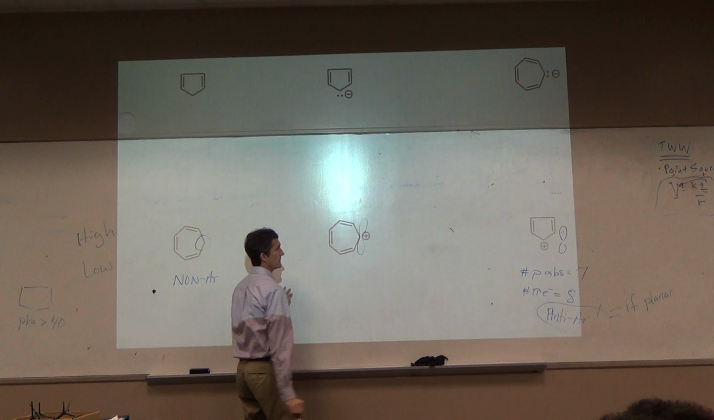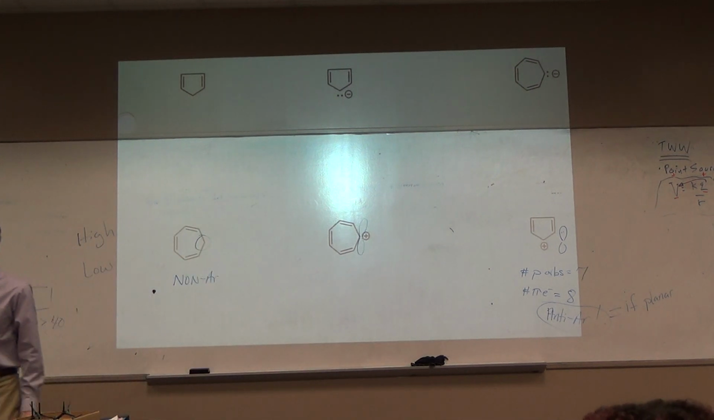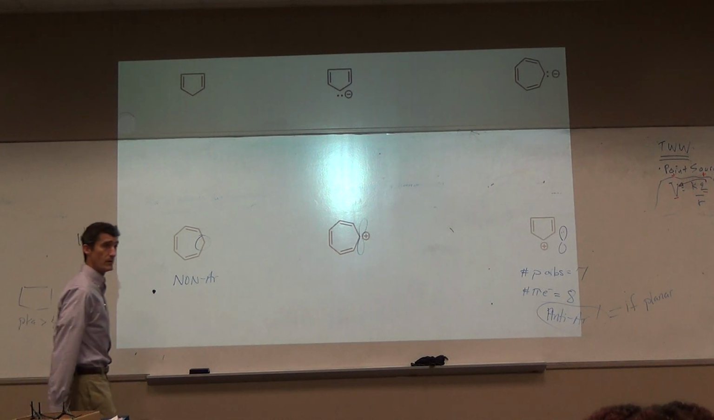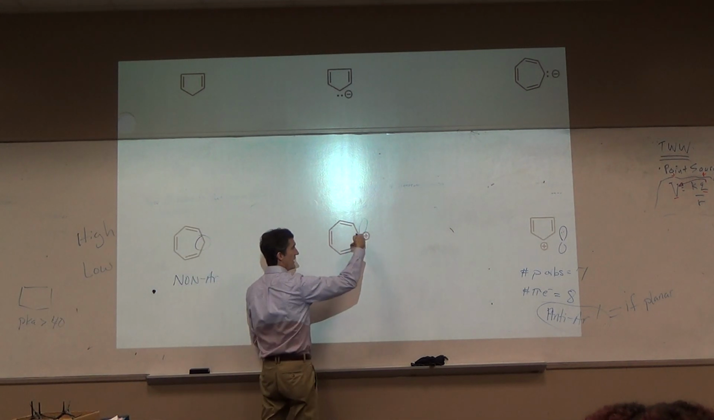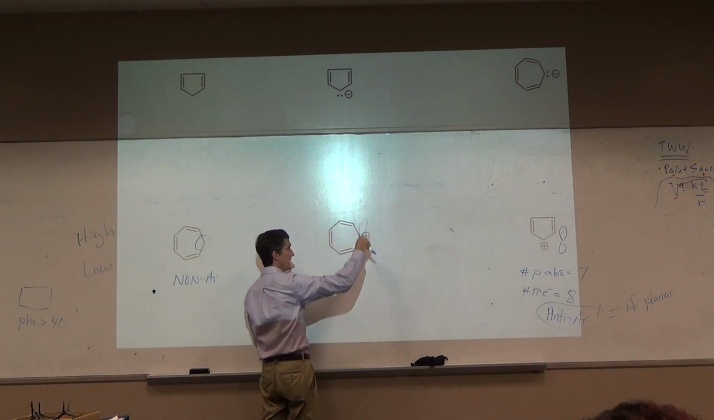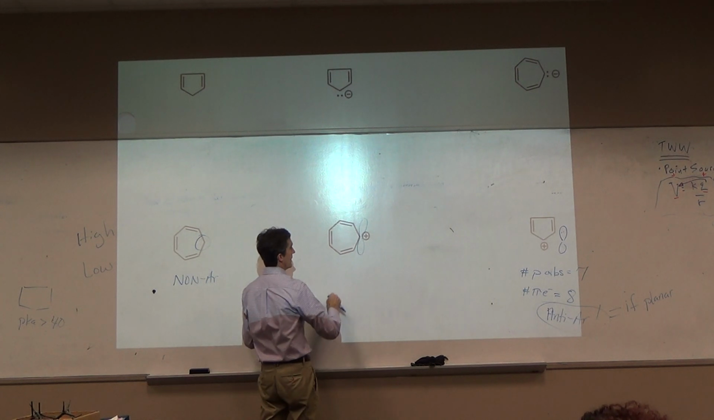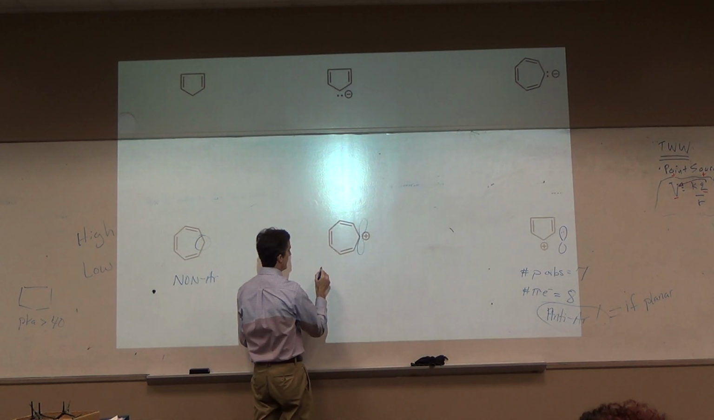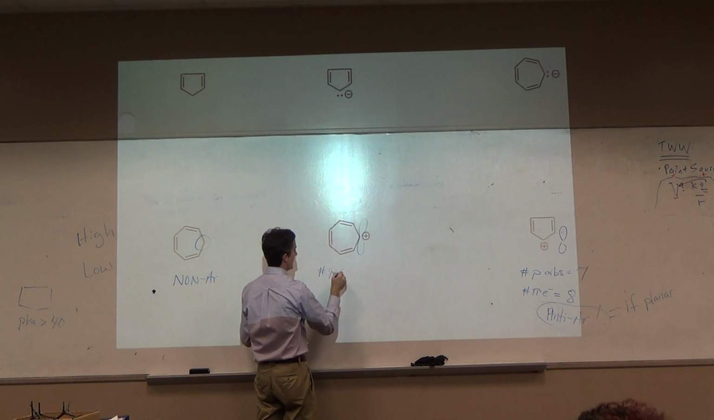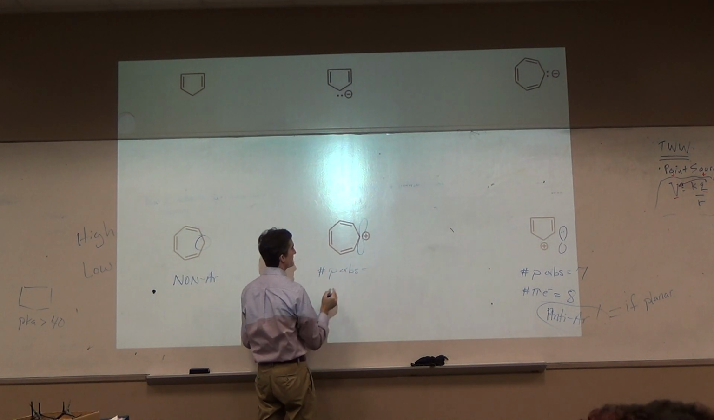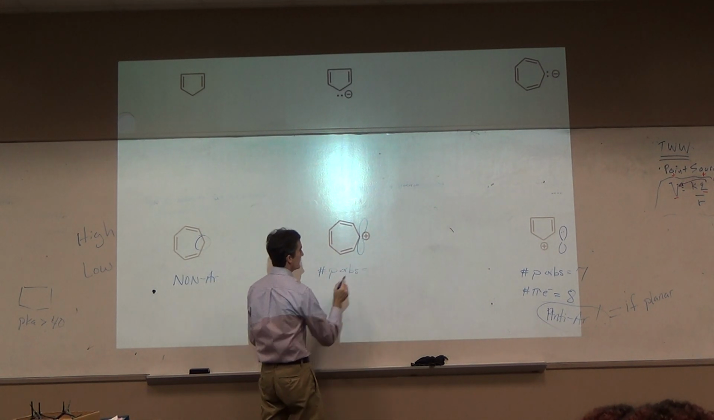What's in the p orbital? 0 electrons. It's empty. Empty p orbital. And that's why it reacts. Nucleophiles come in here and add to that empty orbital. But then we have, how many p orbitals do we have here? 7.